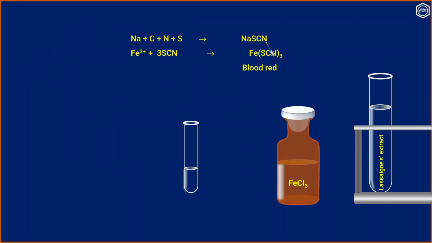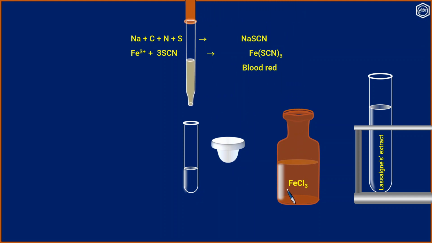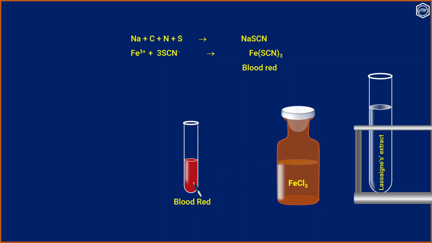So for sodium thiocyanate, we take about 1 ml of the extract. To that, we are going to add ferric chloride solution. Using a dropper, we add a few drops of ferric chloride. So this intense red color is formed. And this color is known as the blood red color.